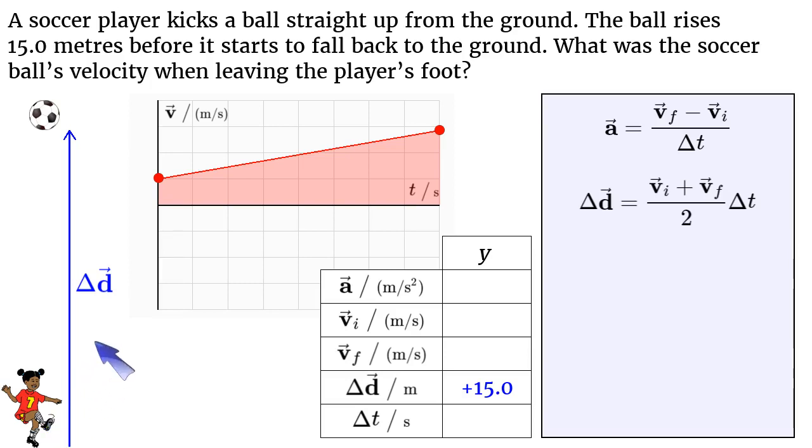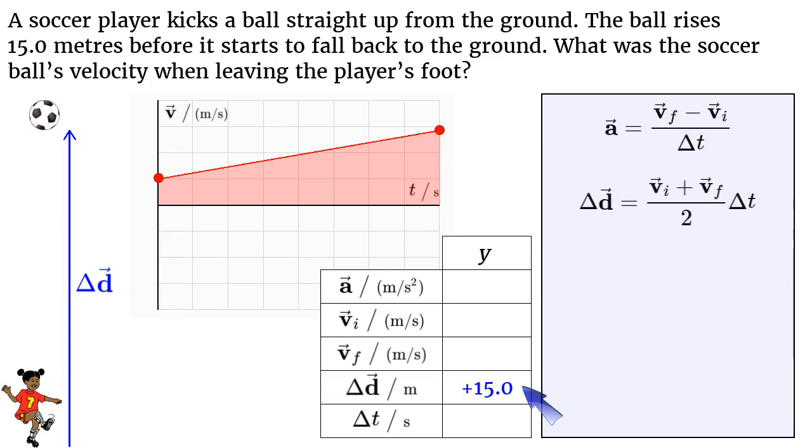So we're told that the ball rises 15 meters before it starts to fall back to the ground. If we take the ground as the origin, that's our initial position for the ball. The final position for the ball is 15 meters above the ground. That tells us that the displacement vector would be positive 15.0 meters.